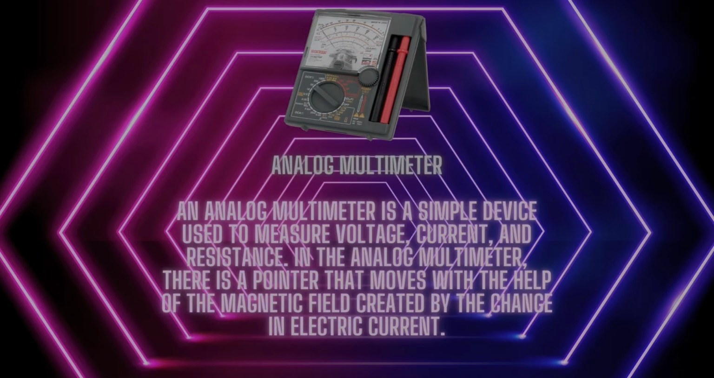An analog multimeter is a simple device used to measure voltage, current, and resistance. In the analog multimeter, there is a pointer that moves with the help of a magnetic field created by the change in electric current.